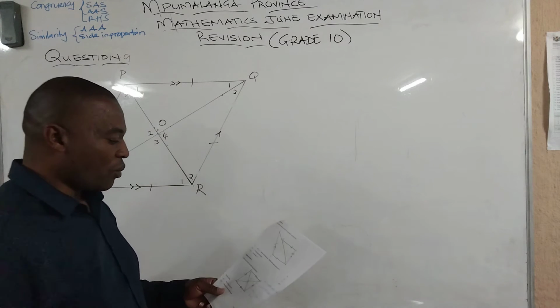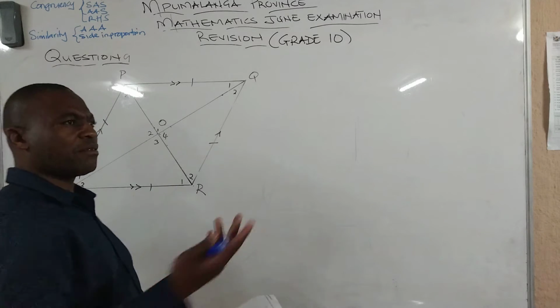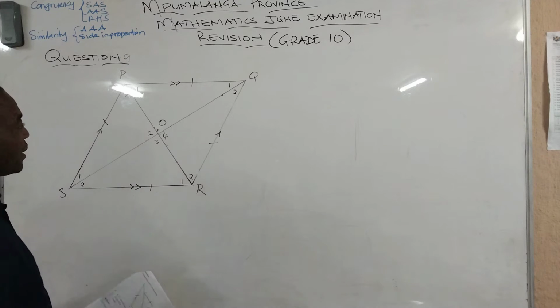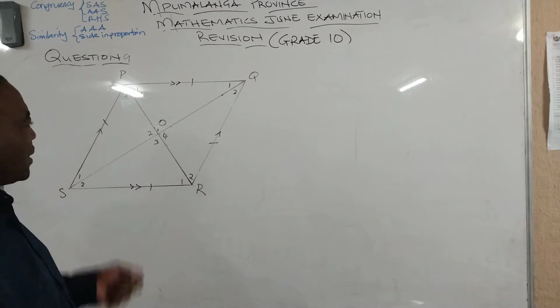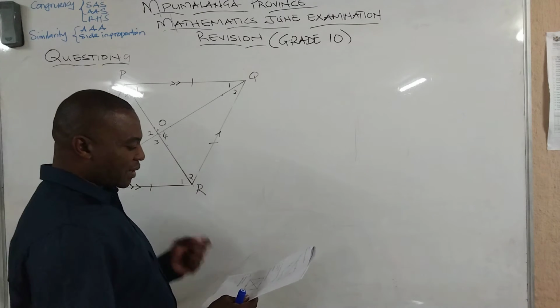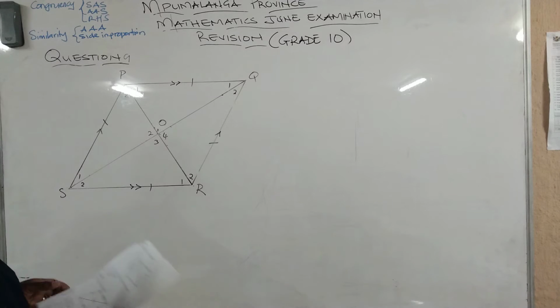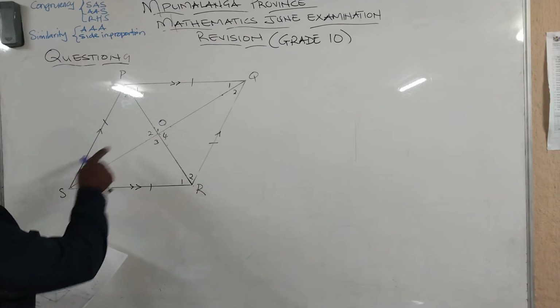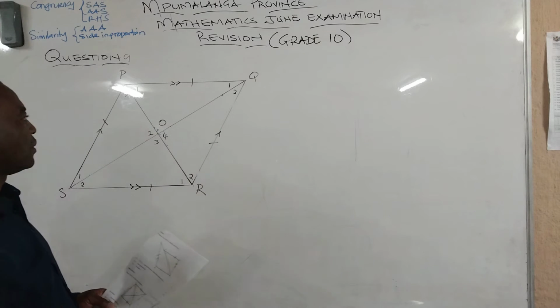Okay, so what would be the question if we are given everything? We know it's a rhombus, and we know the properties of a rhombus, that diagonals bisect each other, and diagonals bisect at right angles. So what does the examiner want? The examiner wants us to prove that PO is equal to OR and SO is equal to OQ.